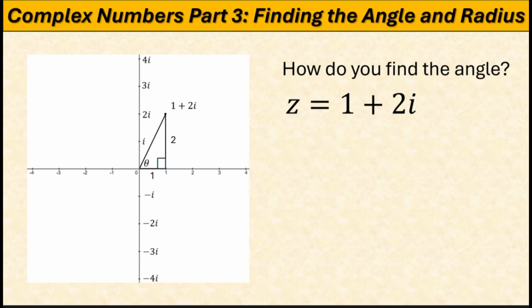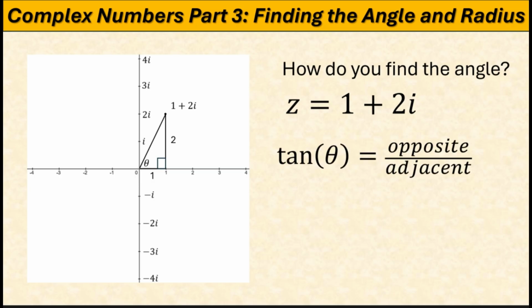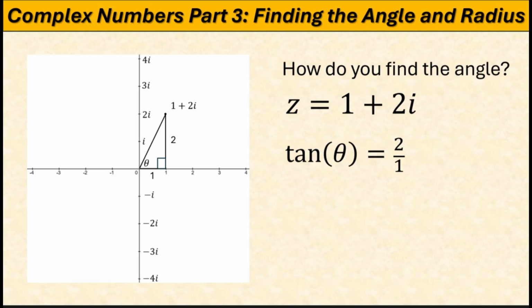Well, we can create a right triangle as before, and notice that I'm calling the angle we're trying to find theta. Knowing trigonometric properties, the tangent of theta is going to be equal to the opposite leg divided by the adjacent leg, and we can clearly see that our legs are 2 and 1. And so the tangent of theta is going to be 2 over 1, which is 2.